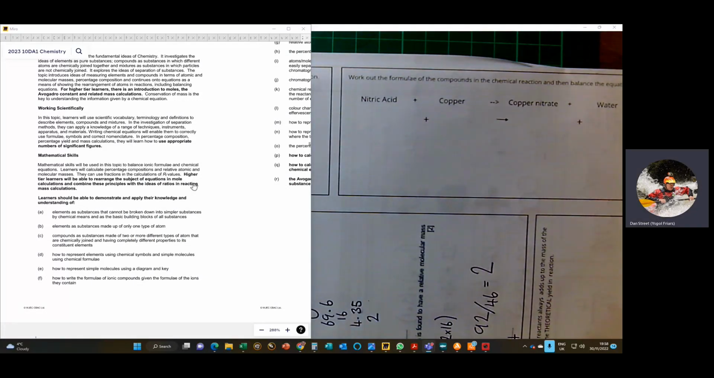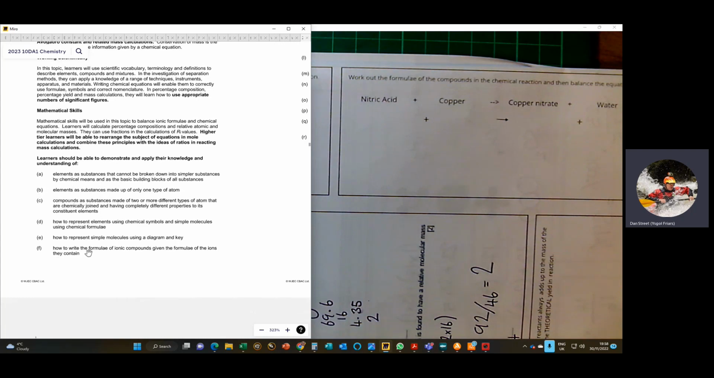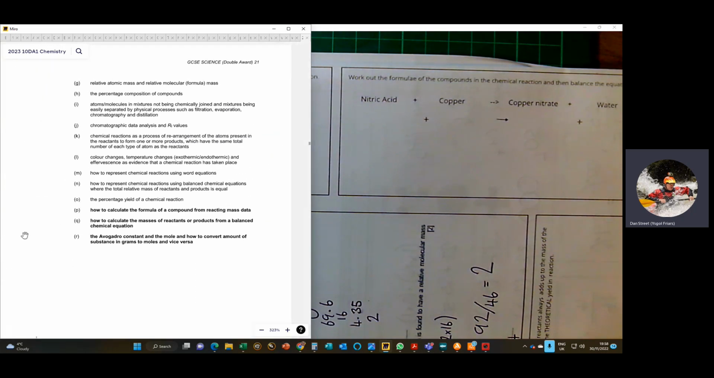Okay, so this is action code D. We're dealing with chemical formula and balanced equations, and this takes in a couple of statements from your specification. Statement F here: how to write a formula of ionic compounds given the formula of the ions they contain. There's a little bit of that in here, and also a little bit of how to represent chemical reactions using balanced chemical equations, where the total relative mass of reactants and products is equal. So it's the balancing of equations bit that we're interested in here.